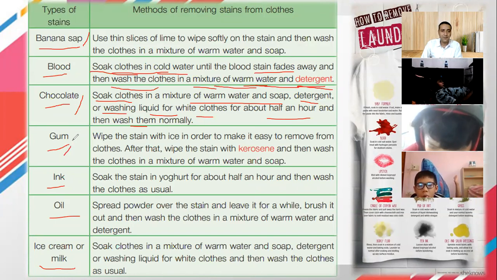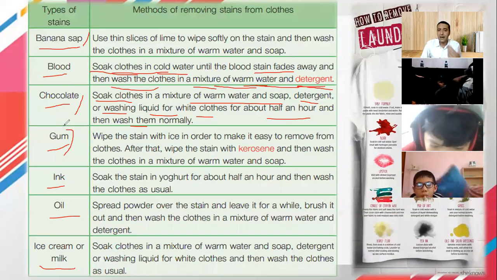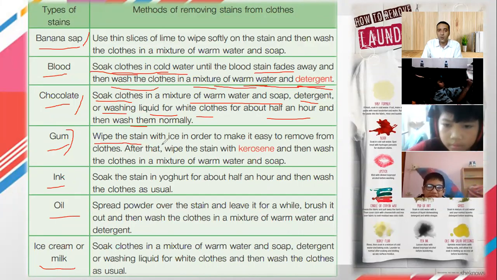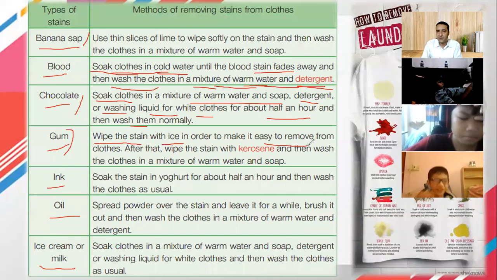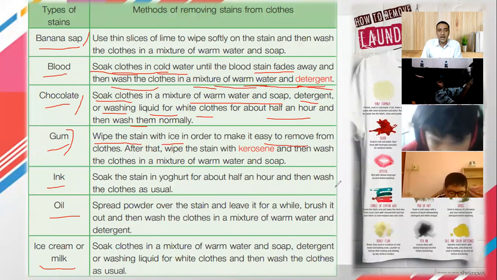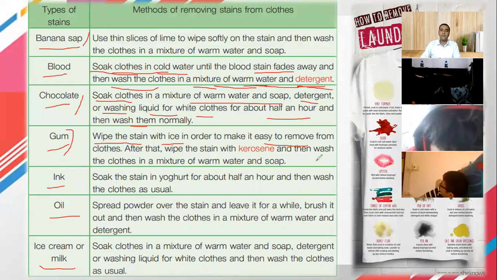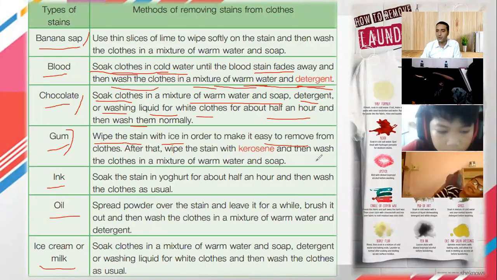Okay. Now, number 4, gum. If we have a gum stain on our clothes, what do we have to do? We have to wipe the stain with ice in order to make it easy to remove from clothes. After that, wipe the stain with kerosene and then wash the clothes in a mixture of warm water and soap.